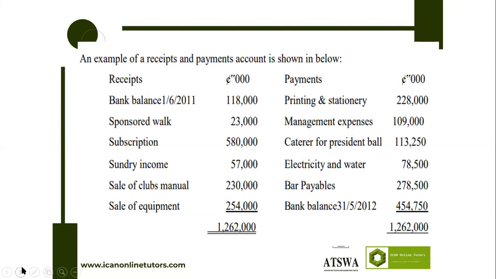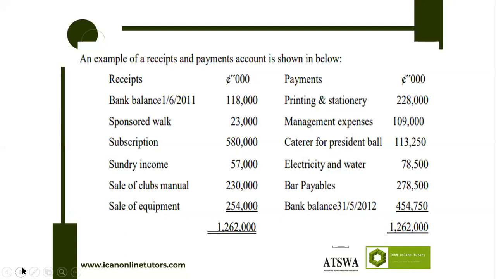So to the credit side, payments. Printing and stationery. We spent 228,000 naira on printing and stationery. Since the money was going out, because when you go to print, you pay money, we spent that amount of money. So money is going out, and that's why it's recorded on the right-hand side.